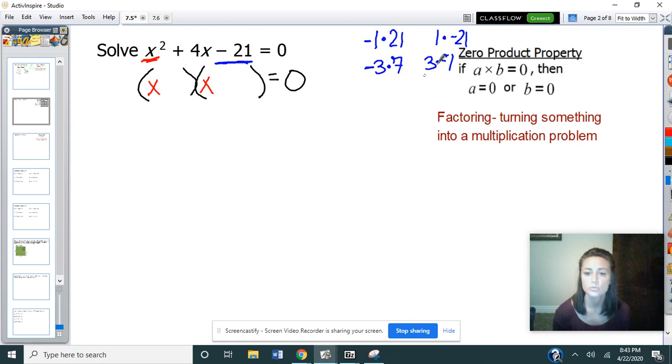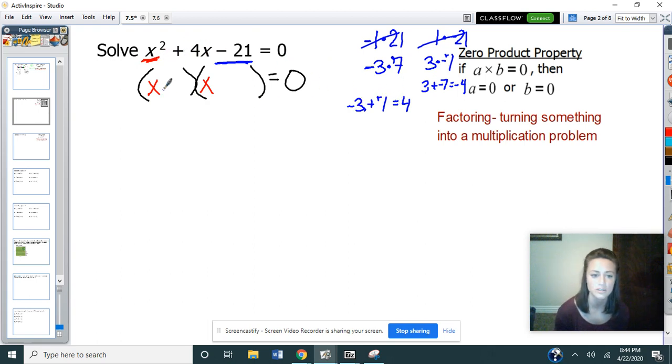So out of all these, which one is going to add to give me 4? Well, this doesn't. This doesn't. Which one of these adds to give me 4? This one can get a little tricky. Now, negative 3 plus 7, if I'm using this one, equals 4. This one, 3 plus negative 7, equals negative 4. So we don't want that, because this is positive. So we're going to have to use these two numbers.